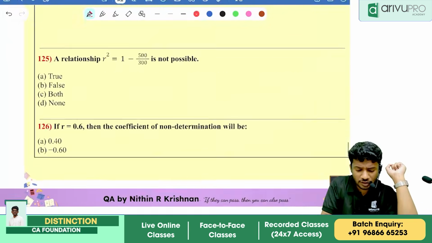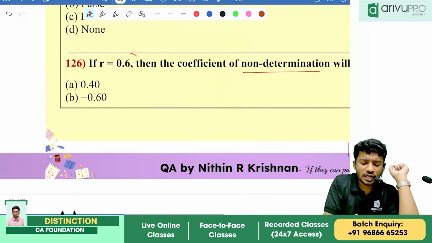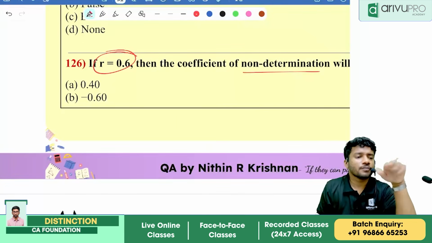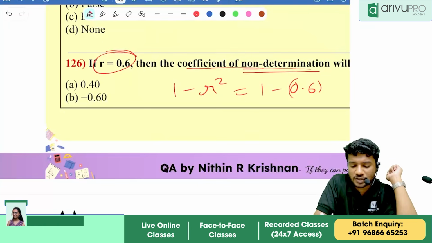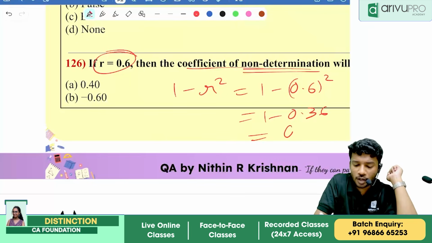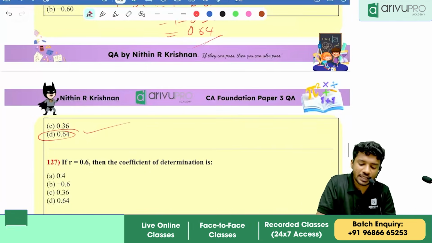Now, for this question, can you tell me what is the coefficient of non-determination? R is equal to 0.6. Then the coefficient of non-determination will be 1 minus r square, which is nothing but 1 minus 0.6 the whole square. That is 1 minus 0.36, which is equal to 0.64. Which option is the answer? Option D is the answer.